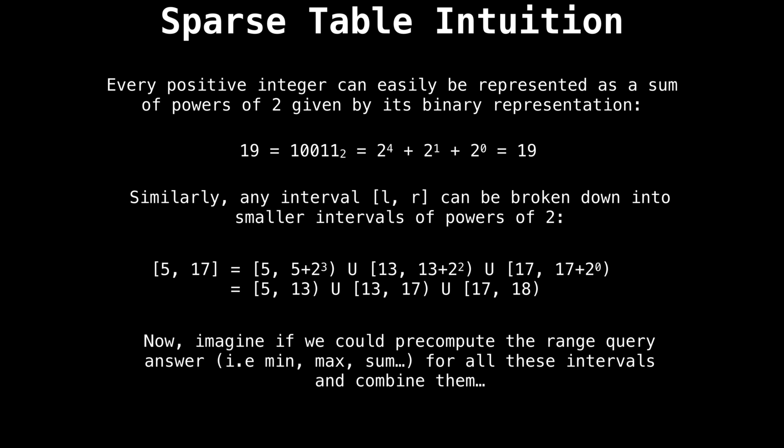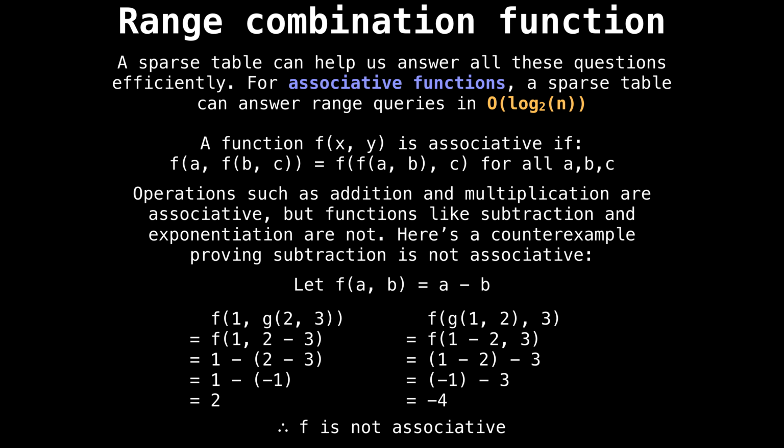Now imagine we want to do a range query on the interval 5 to 17, and we had already pre-computed the answer for all intervals that are powers of 2. Well, we could pretty rapidly answer that range query, right? Well, that's the direction we're headed in. So we can answer numerous types of range queries with a sparse table.